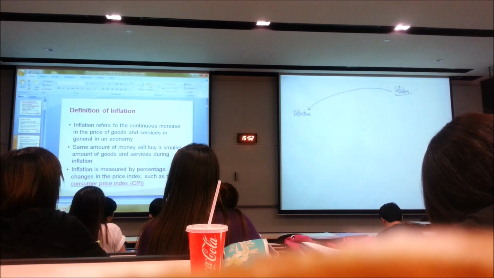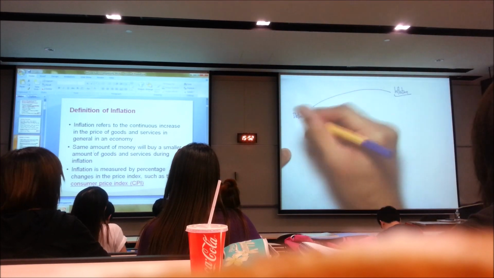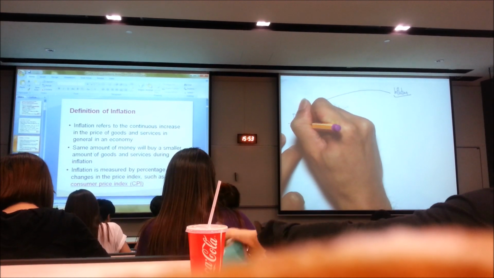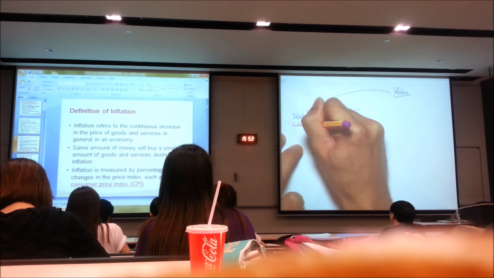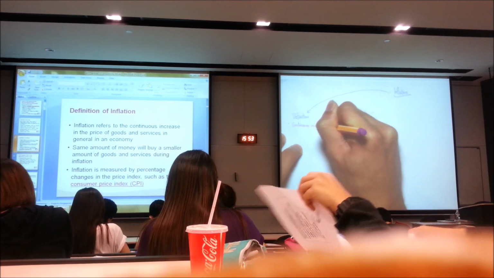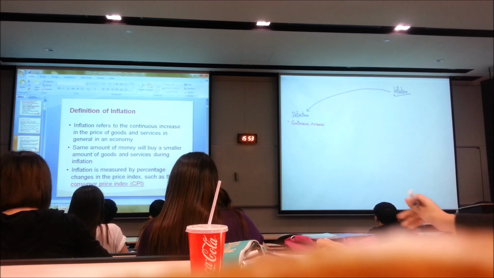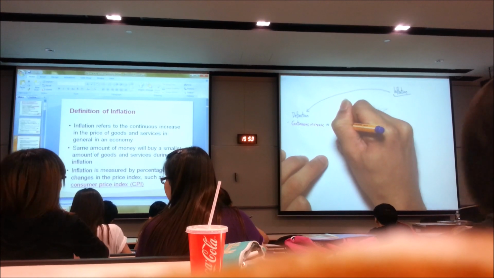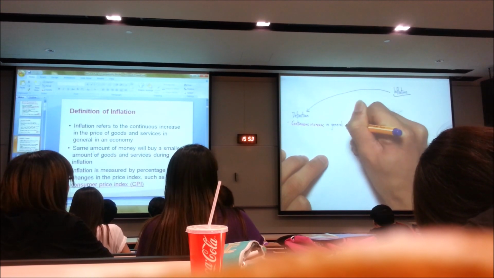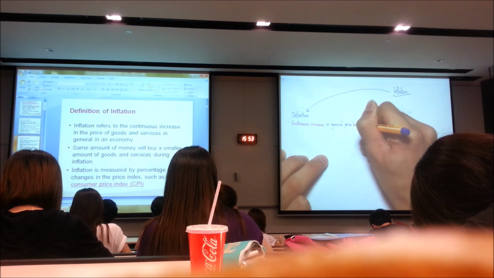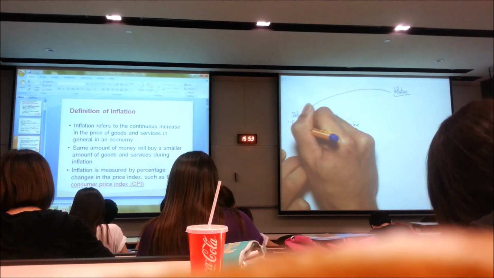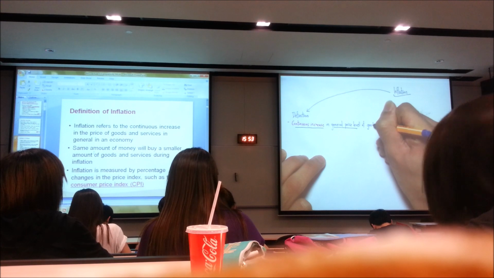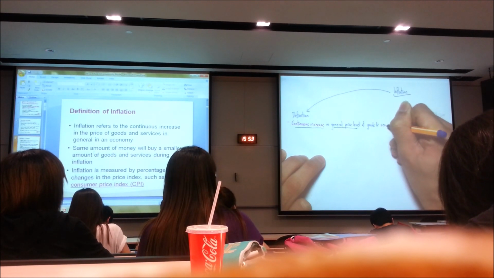I'm going to define it for you. There are a few things you need to understand. First is continuous increase. The keyword is continuous increase. It must be continuous. Continuous increase in, you can write together with me, the general price level. General price level is the second keyword. First keyword is continuous increase, second is general price level of goods and services in an economy.